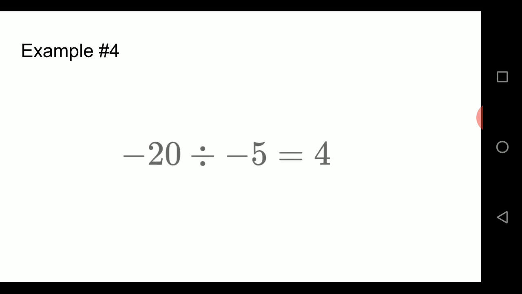And the last one is, what happens if both the numbers are negative? Of course, you're going to get a positive number. So -20 divided by -5 is going to be 4. The quotient is going to be 4. This is the answer. So these are the important rules for change in sign when you divide two integers, which you should always remember and should never make a mistake in.